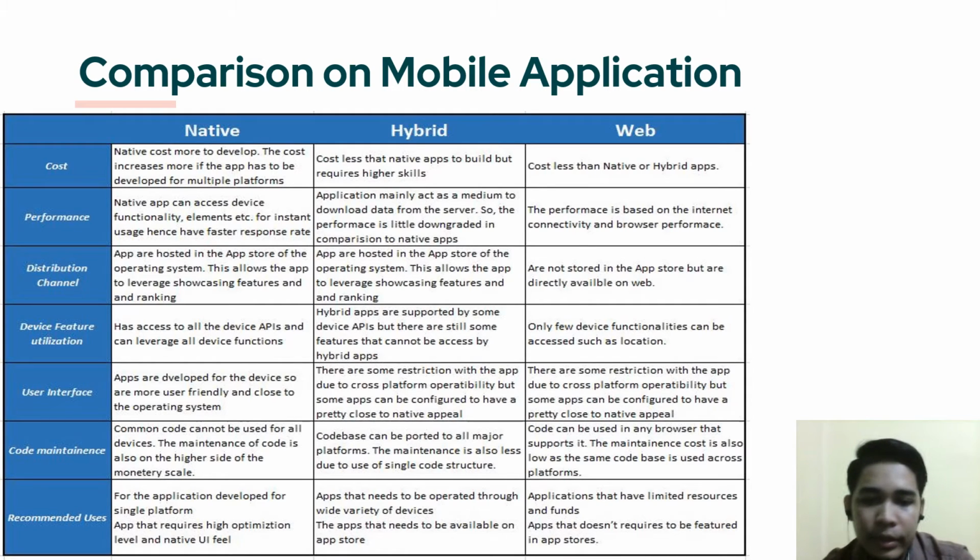But with hybrid, the code base can be ported to all major platforms, which means the code of a hybrid mobile application can be used on Android and iOS devices. The maintenance is also less due to the single code structure. For the web application, the code can be used in any browser that supports it. The maintenance cost is also low as the same code base is used across platforms.